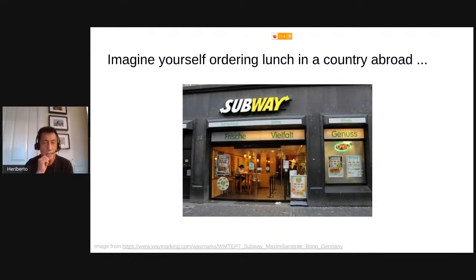Imagine yourself on a trip abroad. And one of the things that you have to do within this trip is to look for some food. So it's lunchtime. And in this particular case of the picture, the food shop is in Germany, but let's imagine that you are in a country such as Brazil, just for illustration purposes.